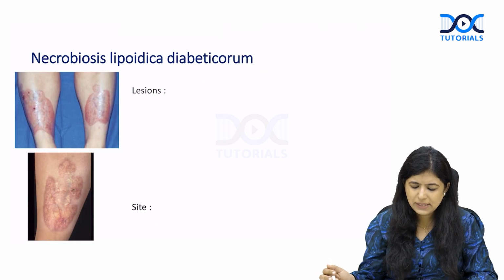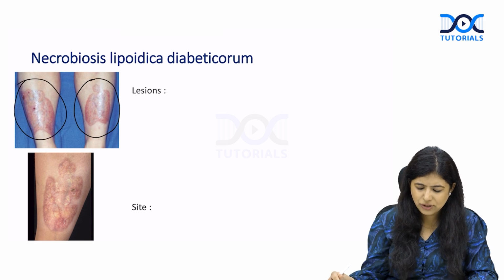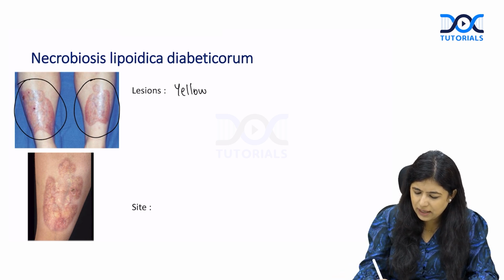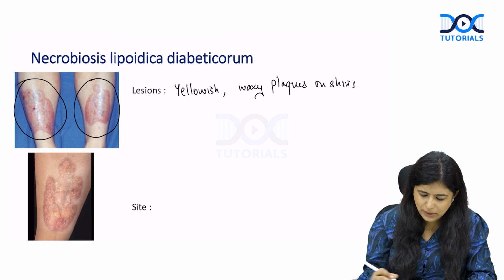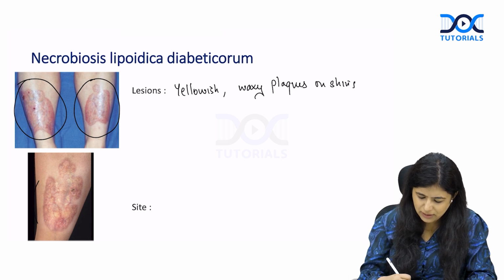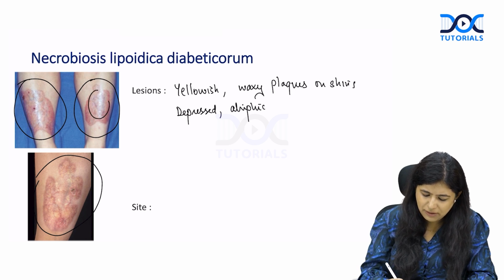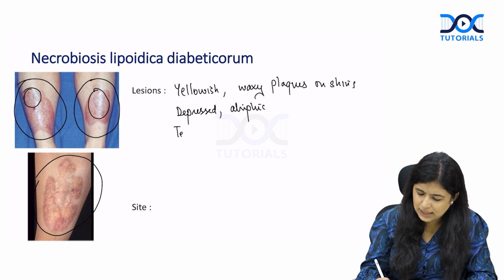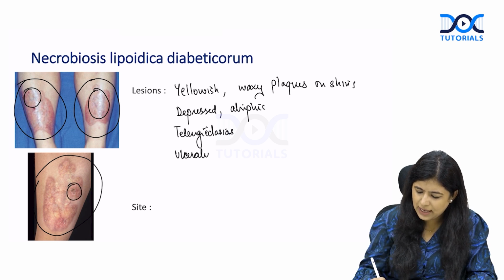The next we have is Necrobiosis lipoidica diabeticorum. Here, what you see are these yellowish waxy plaques on the shins. When you look at their surface, do you see that these are slightly atrophic? They are depressed. So yes, these may be depressed and atrophic. Then the dilated blood vessels are visible on the surface. So we see telangiectasias, and there may be small areas of ulceration as well.